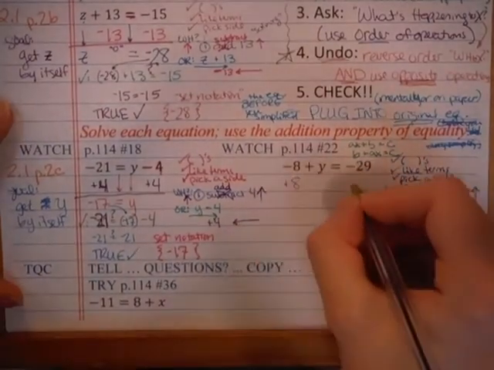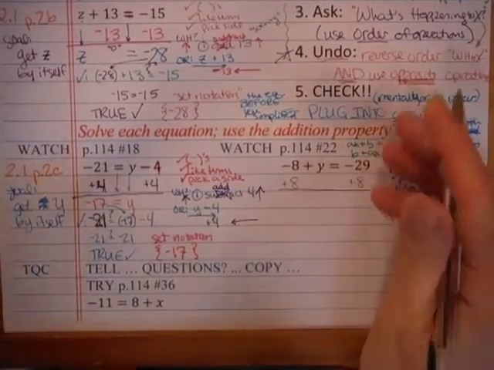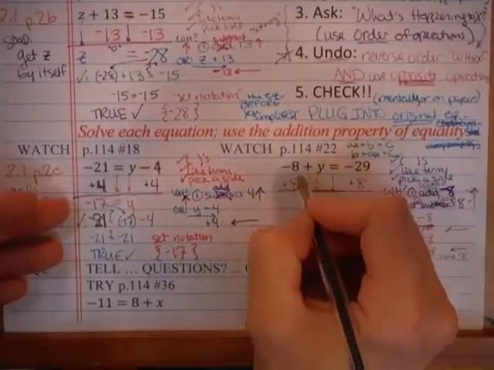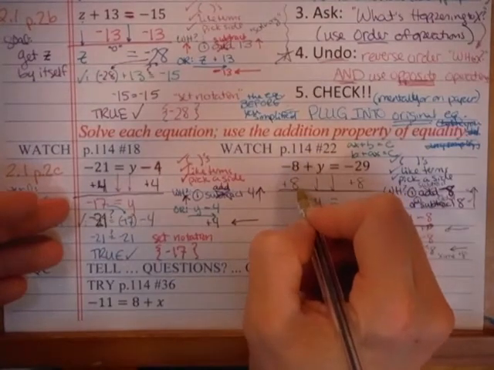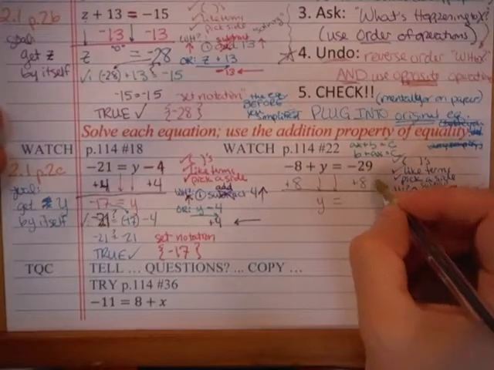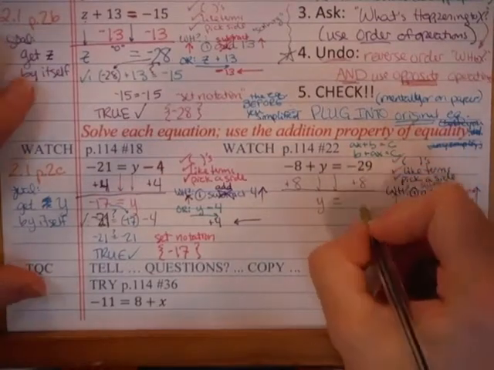We're going to add 8 to one side, add 8 to the other, combine those two lines together. The y comes down, the equals comes down. The negative 8 plus 8 is now 0. That was the whole point. We were trying to get rid of it. Negative 29 plus 8 is negative 21.